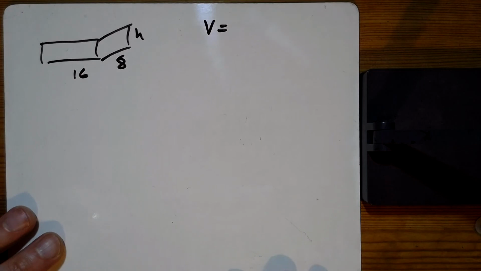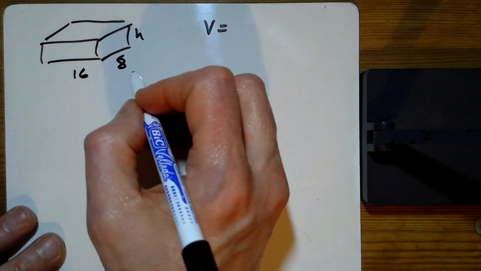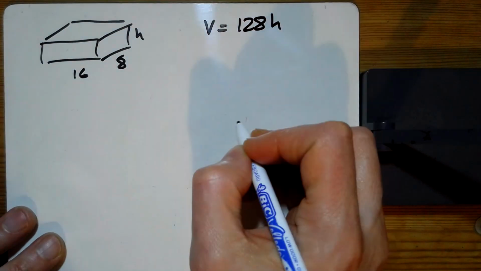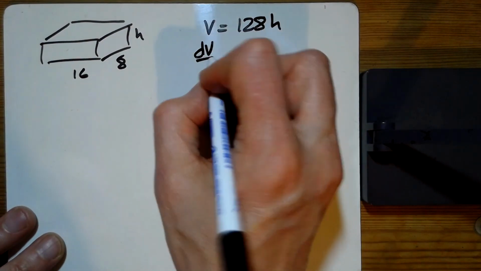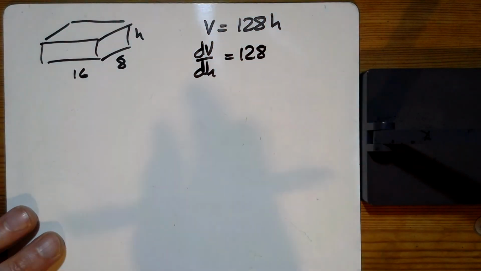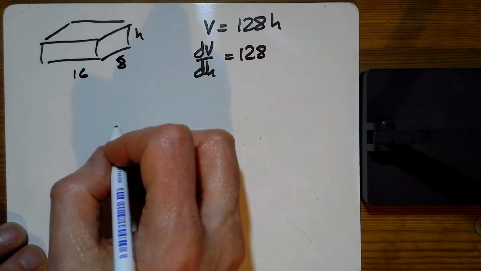And so the volume of this part of the tank is 16 times 8, which is 128, times h. And when we differentiate that, dV by dh is equal to 128. Now the question doesn't ask us for that. It asks us for dh by dt.